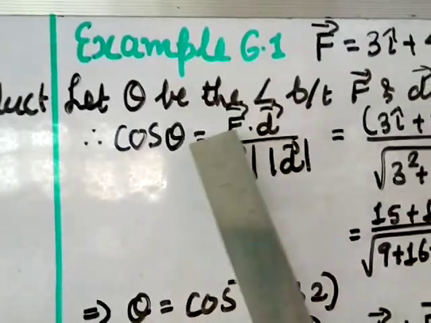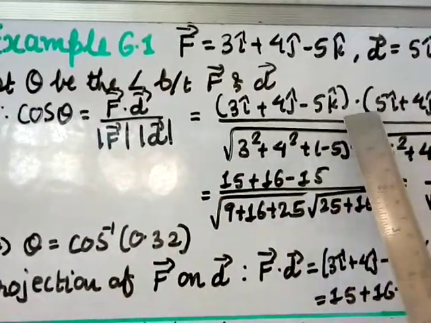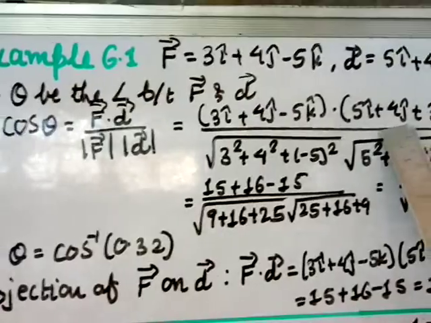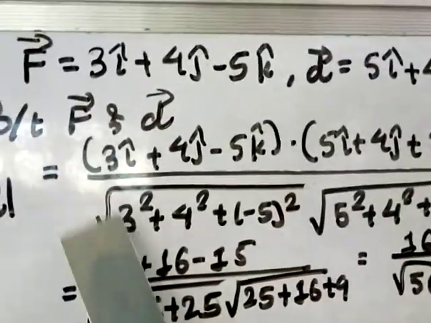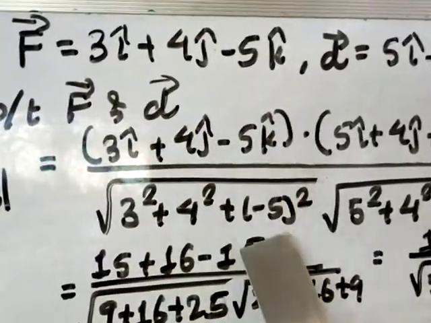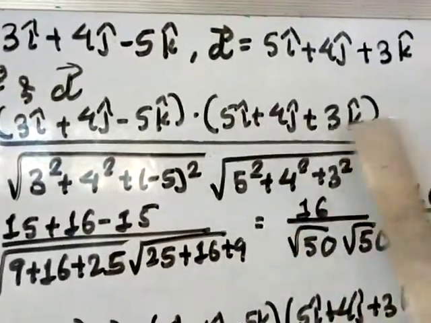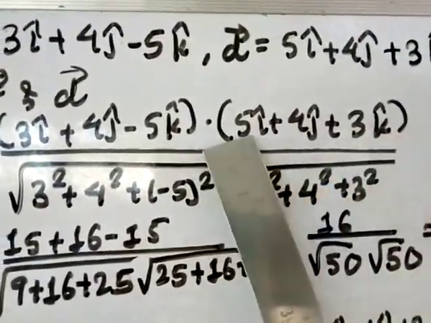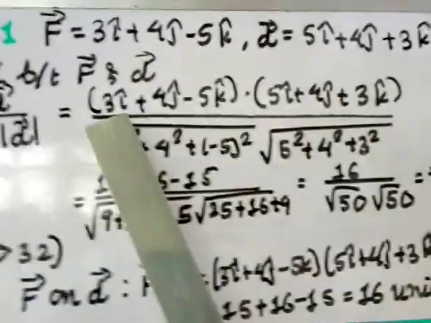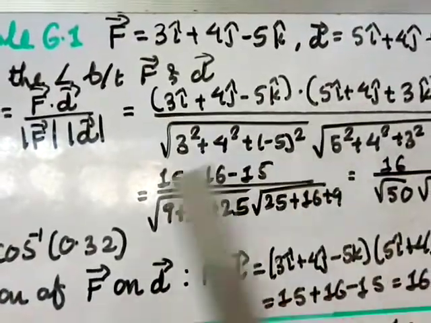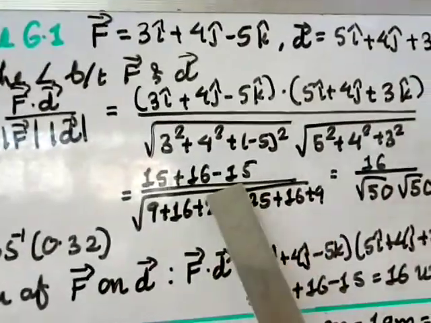For F dot D, I write the value of F, which is given as 3i plus 4j minus 5k, dot D, which is 5i plus 4j plus 3k, divided by the magnitude. The magnitude of F is the square root of 3 square plus 4 square plus minus 5 square. The magnitude of D, taking the coefficients of i, j, k for vector D, is the square root of 5 square plus 4 square plus 3 square. Now the dot product we already know: 3 into 5 is 15, 4 into 4 is plus 16, minus 5 into 3 is minus 15.